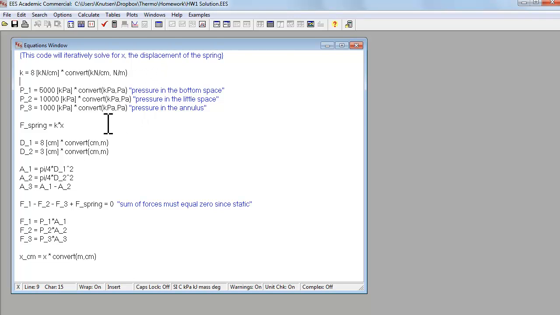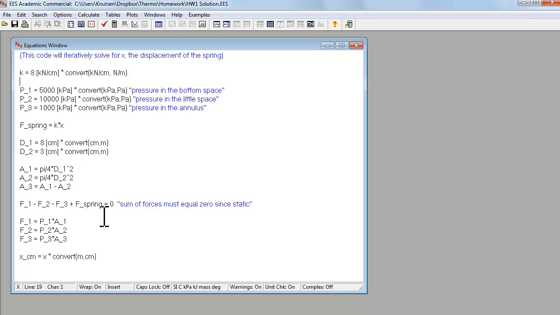What's useful about this code is that I don't need to do any algebra, really. Here I've got my equation for the force of the spring. It's K times X, where X is the displacement that we're trying to solve for. I've defined the two diameters, 8 and 3 centimeters, and here are my conversion factors. Here are my equations for the three areas, so pi over 4 d1 squared, for example, is the area of that circle 1 over which P1 is acting.